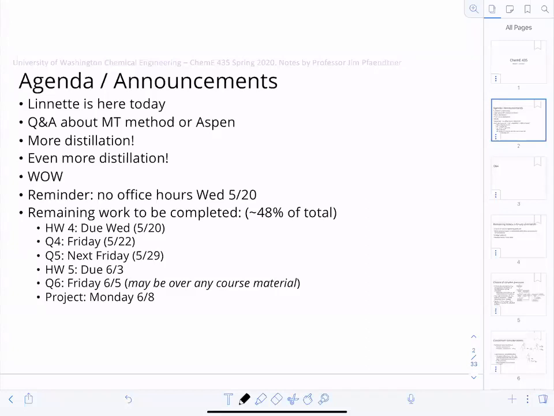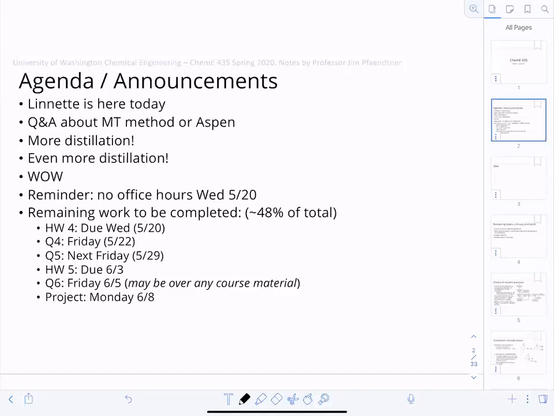I did just want to do a couple of reminders. Number one, I will not have office hours this Wednesday, 5:20. I have a meeting with the dean that has been scheduled since before the quarter started. So if you want an additional office hour from me this week, just go ahead and send me an email and we can schedule it. And you know, the TAs will be having their regular office hours.